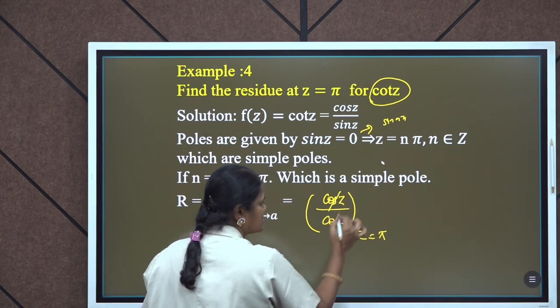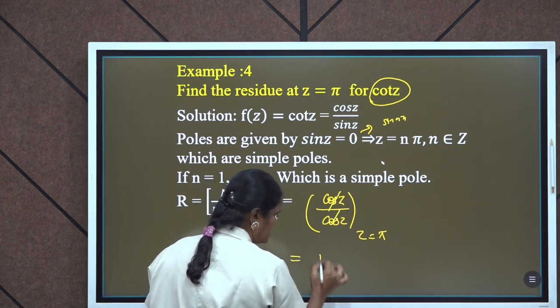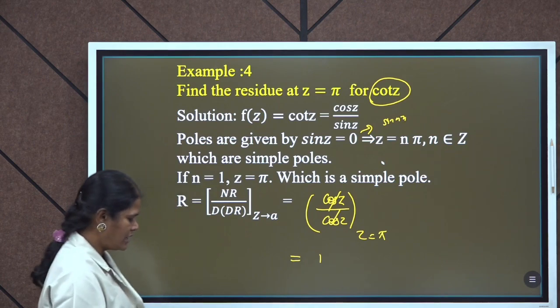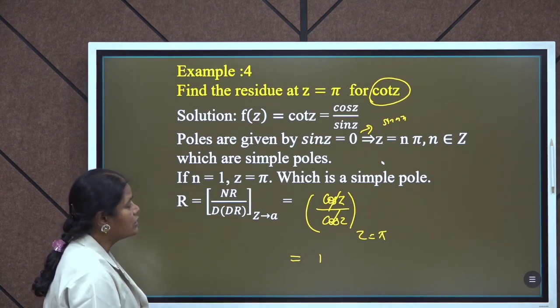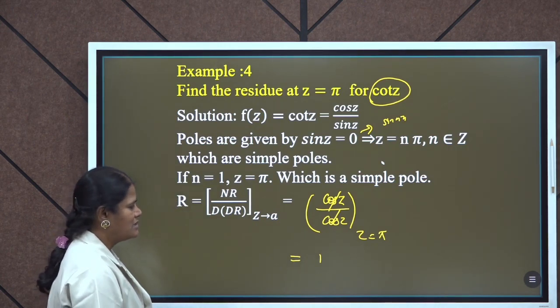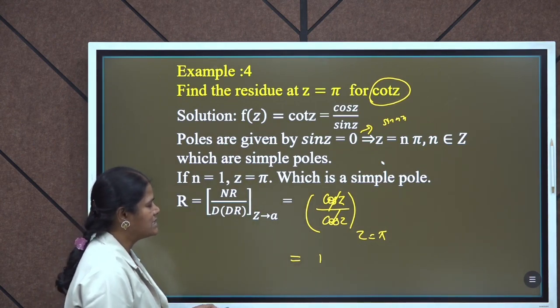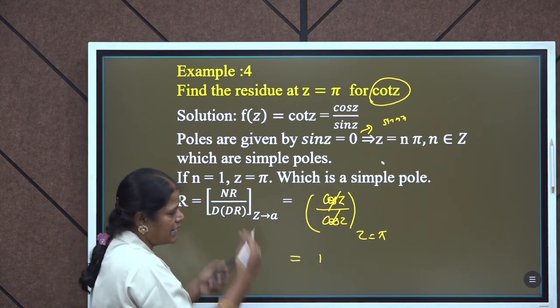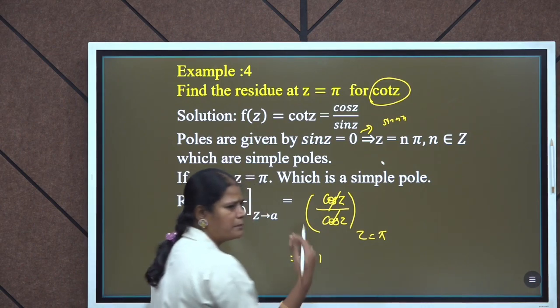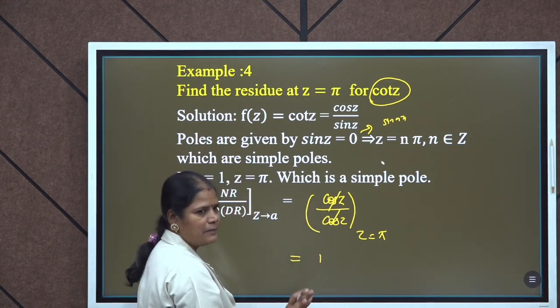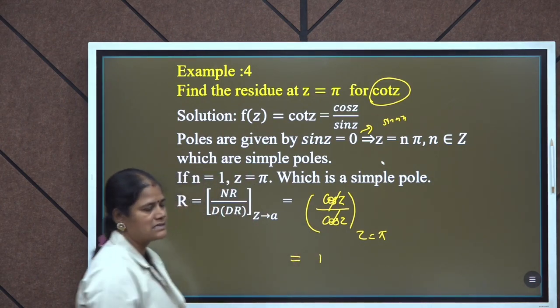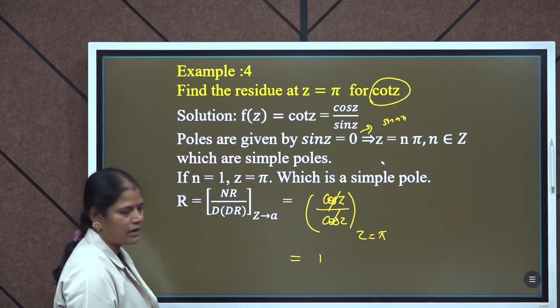Okay, cos and cos get cancelled. What will come? 1. Okay, so for all the singular points, we will get the same answer. The residue at a point is equal to 1. Since cos and cos get cancelled, for any singularity, z equal to pi or minus pi or 0, any point, we will get the same answer, that is 1.